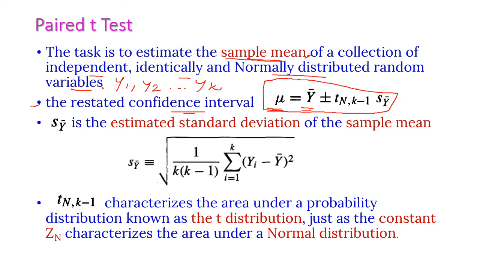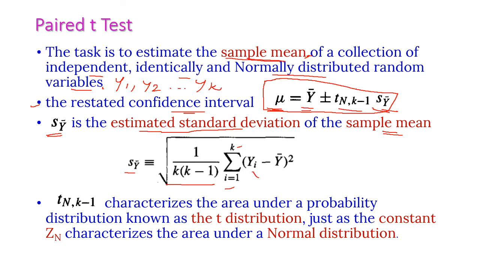Mu means the entire data set. Now here we have two parameters. Here s y bar is the estimated standard deviation of the sample mean. We know the standard deviation formula. s y bar is equal to the root of 1 by k into k minus 1, summation of i equal to 1 to k of yi minus y bar, whole square.